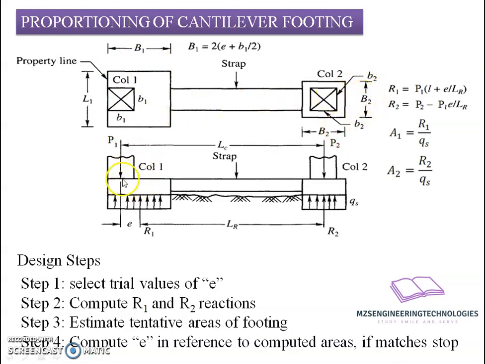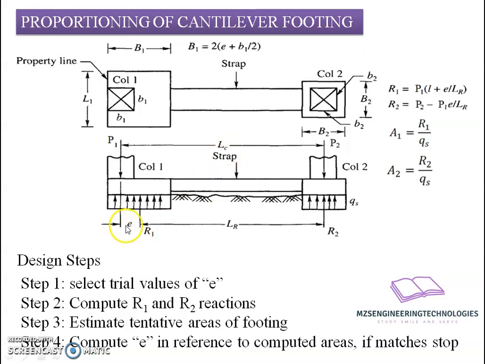For this, let us assume that the P1 load is coming at an eccentricity. Because we are going to place the column at the edge and the footing is spread towards the inside, a certain eccentricity will be generated. So let us consider that the total pressure applied on the soil has a resultant R1 for column footing 1, and similarly the reaction R2, which are located at a distance LR from each other. The center to center distance between the two resultants is LR here, whereas the center to center distance between the two point loads is the center to center distance between the columns, LC.